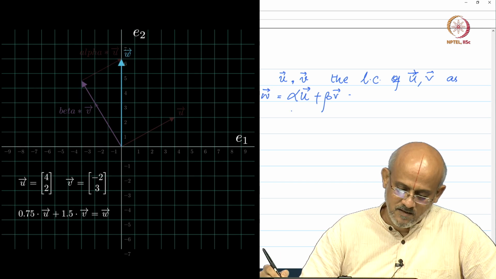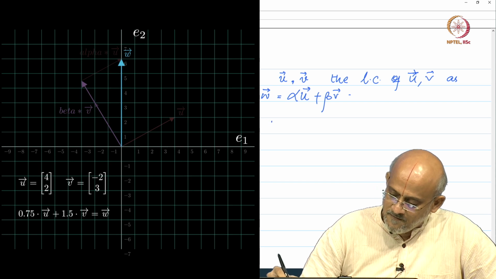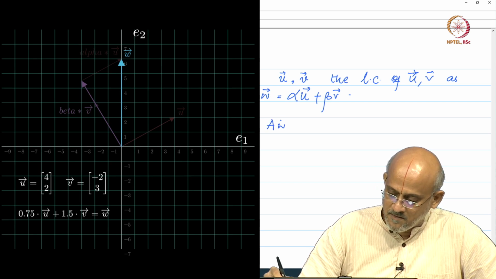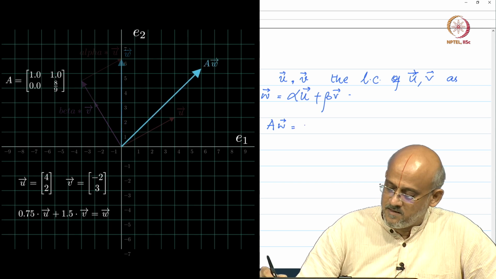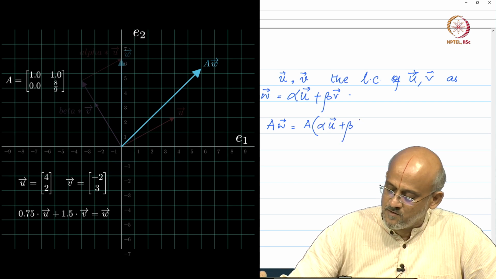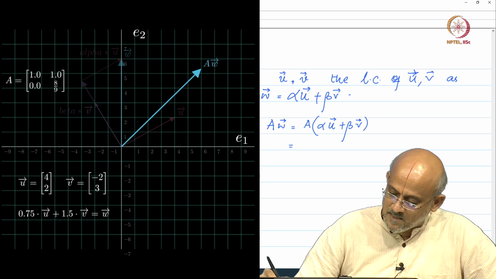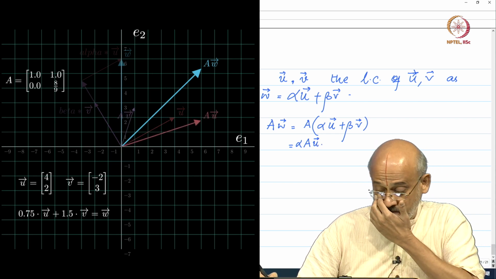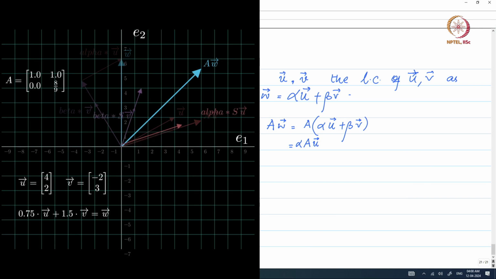Now, what we try to say by linear transformation is that the effect of A on the vector w is nothing but the effect of A on the linear combination of these two vectors u and v, which is nothing but the sum of the effects of A on u and A on v, that is, alpha A u plus beta A v. This is what we call the linearity property.